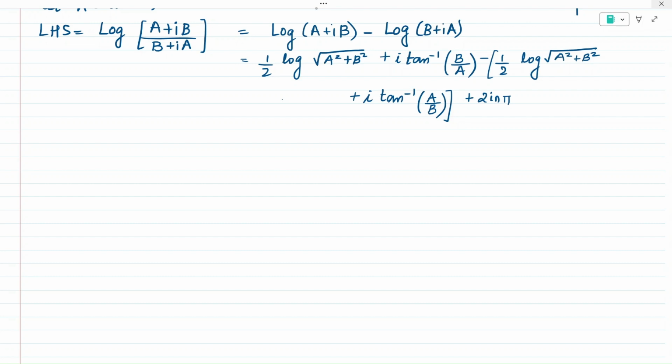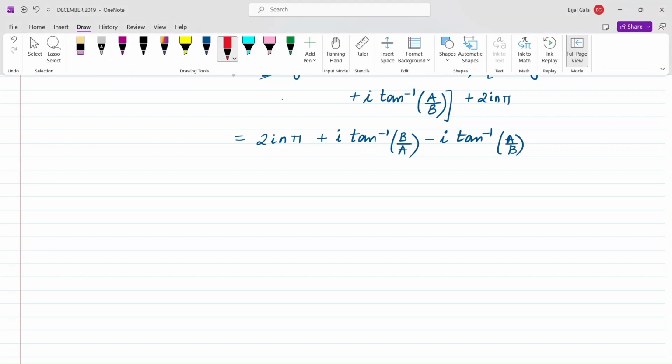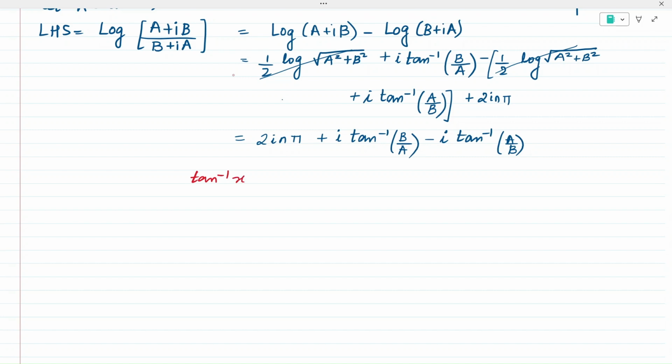Okay. Now let's see when we subtract them. The first term is going to get cancelled because of the minus sign. I'll have this 2i n pi as it is. I'll have I times tan inverse b by a, plus, no, sorry, minus I times tan inverse a by b. Now we'll use a formula here, which is for tan inverse x minus tan inverse y. It will turn out to be tan inverse of x minus y divided by 1 plus x into y. So let's use this formula.